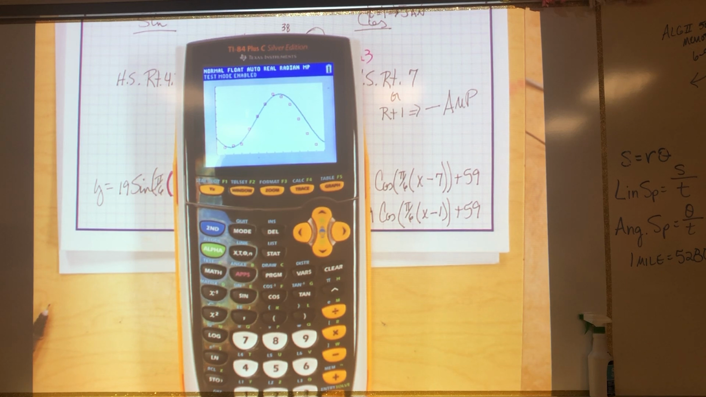What does it mean by invalid? That means you have the wrong number of X's and Y's.